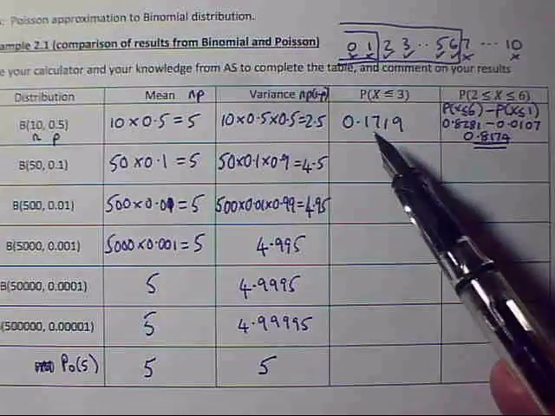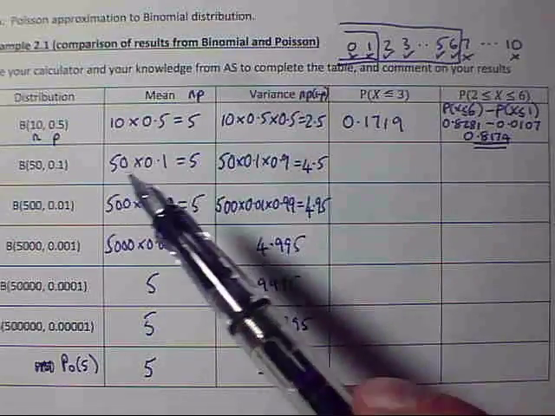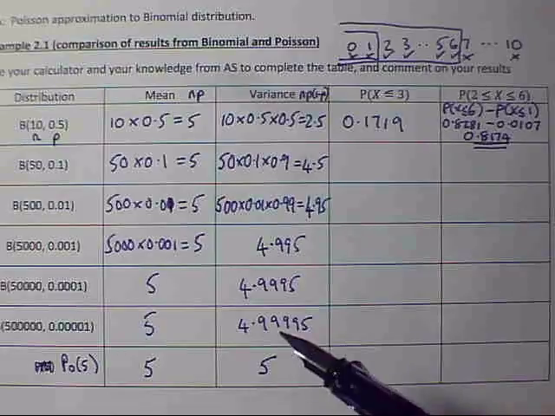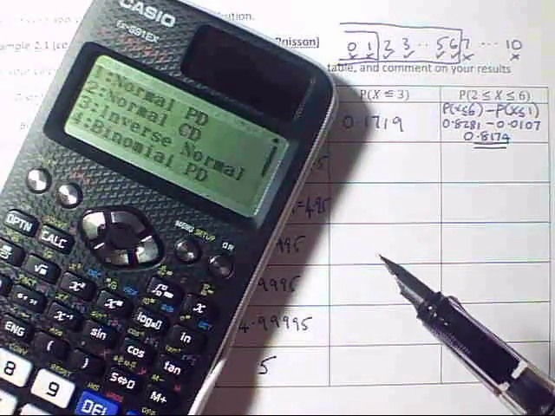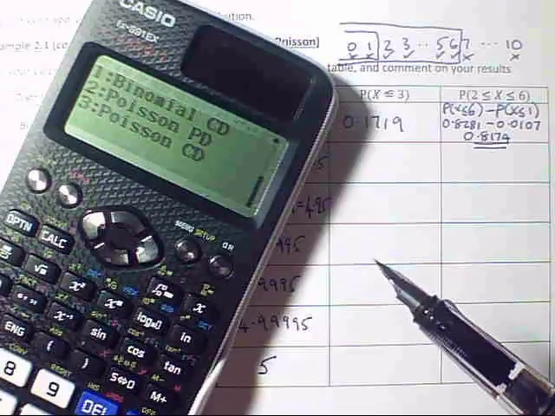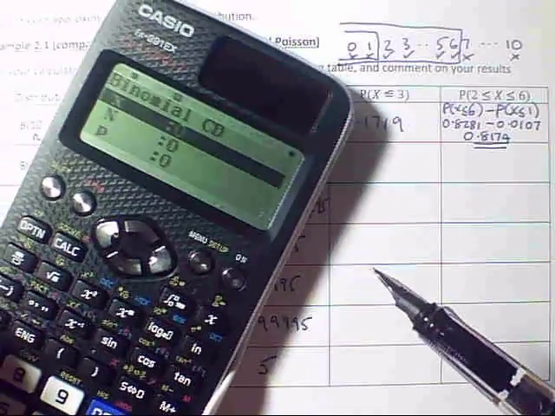So I've already done that for the first one. Let's do the same thing with binomial CD for the next one, with an n of 50 and a p of 0.1. So here we go: menu 7, second menu, binomial CD. Okay, so that's the screen I need.